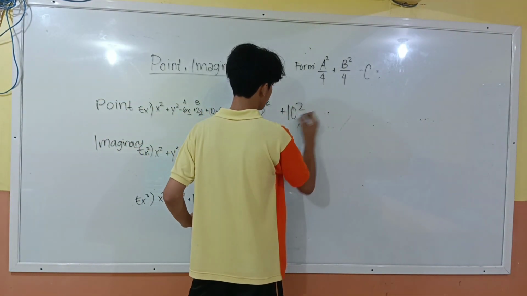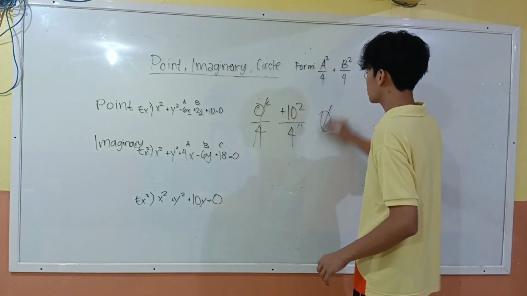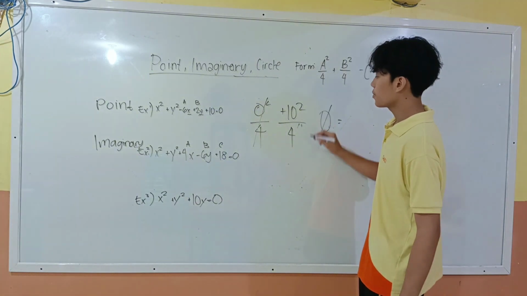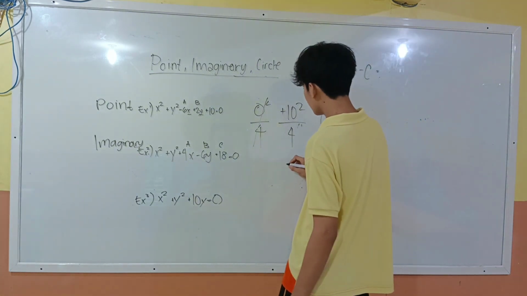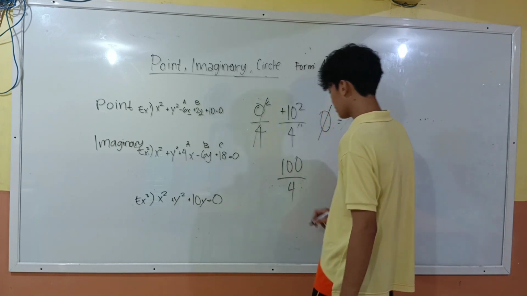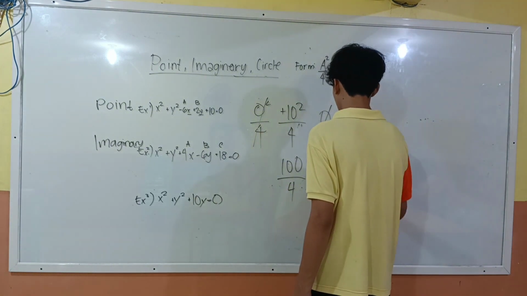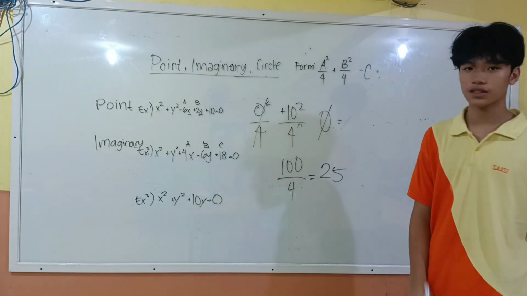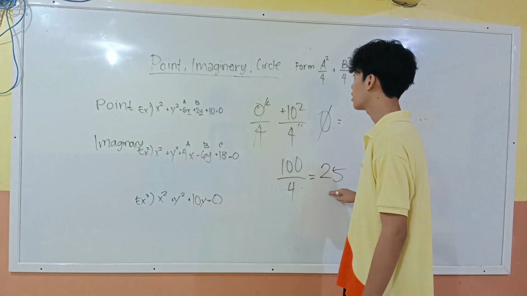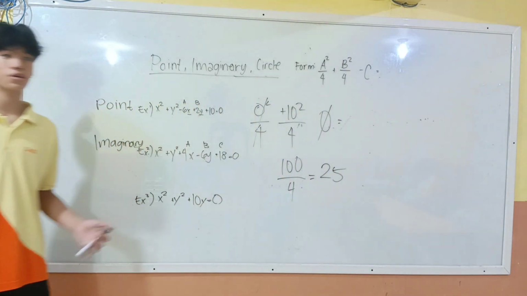Positive 10 squared over 4. And then again, we don't have a constant, so this is 0. This just gets cancelled out. So now we just need 10 squared, then divided by 4. So 10 squared, this would equate to 100. 100 divided by 4 is 25. So now we can say that this equation is a normal circle.